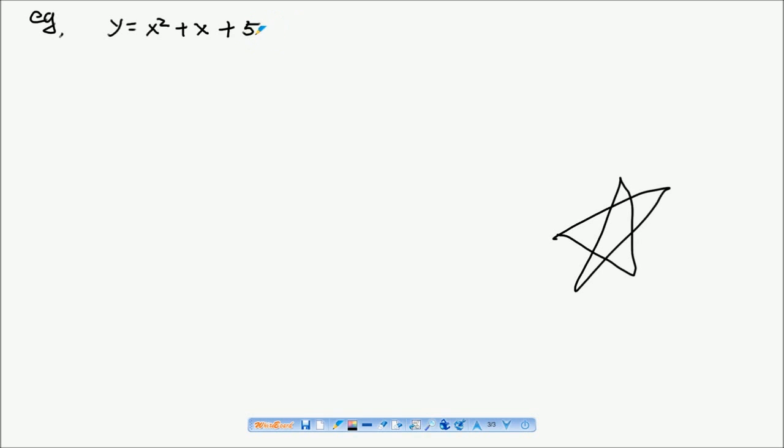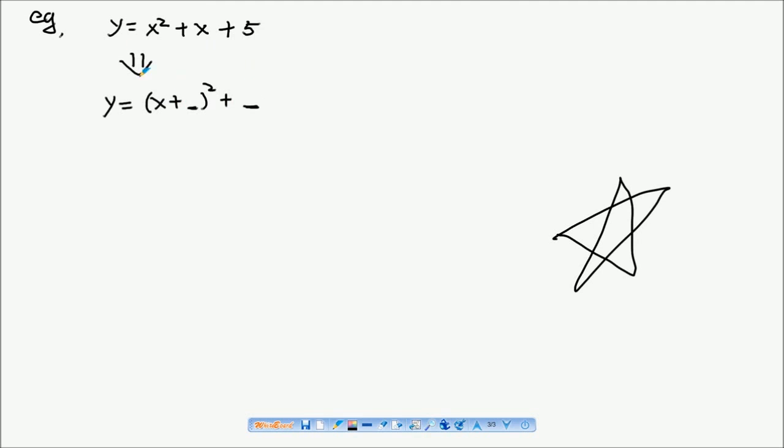sketch it, well, just say I want to find the turning point of this graph. How do I do it? Is to use a formula. I write down the formula later. To put the equation in this form: y equals x plus a number square and plus another number there.